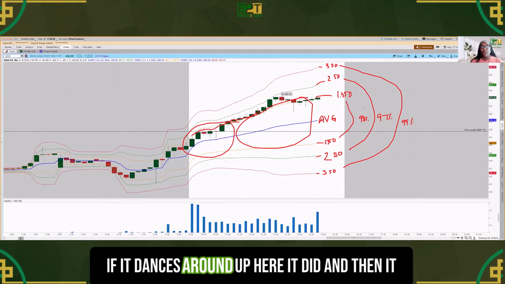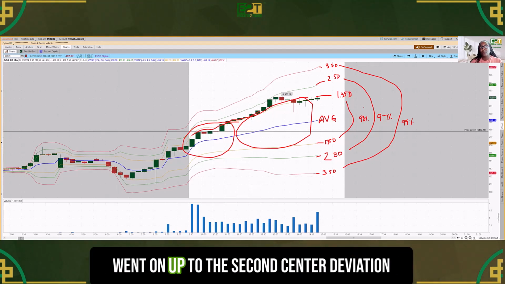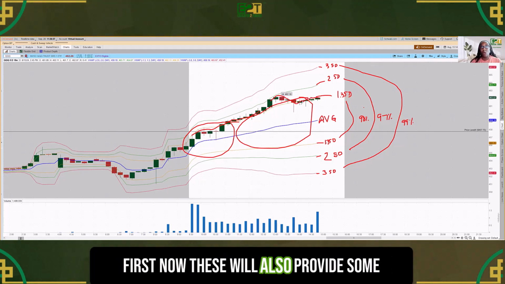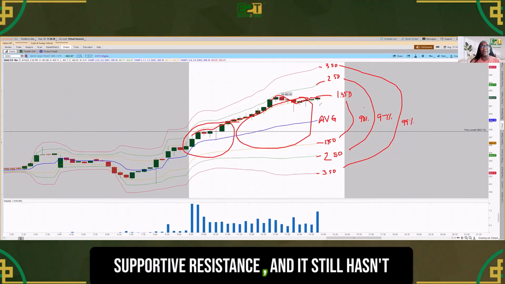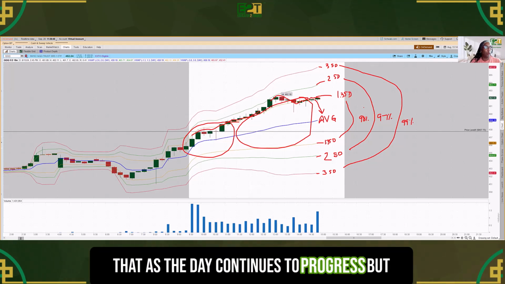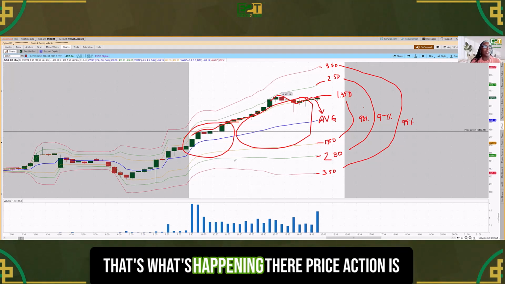So even if it dances around up here, it did, and then it went on up to the second standard deviation and bounced off of there and came back to the first. Now, these will also provide some support and resistance, and it still hasn't found its way back to the average. It may do that as the day continues to progress, but that's what's happening there.